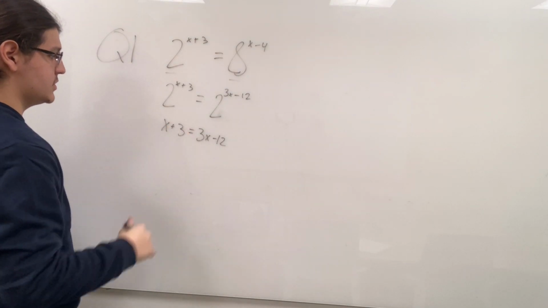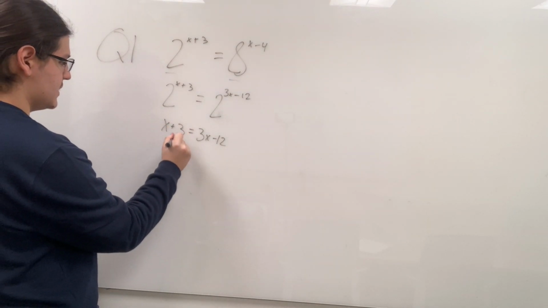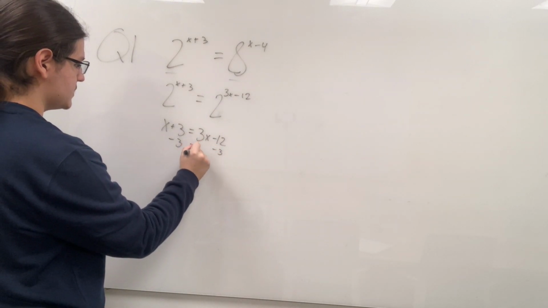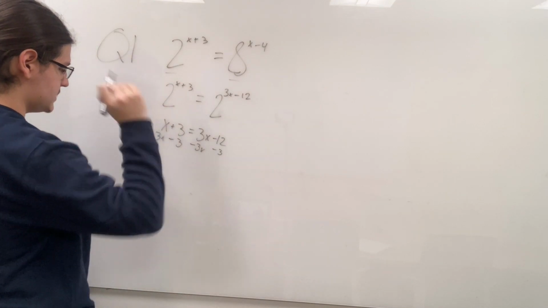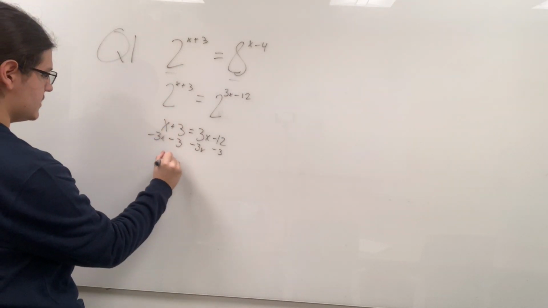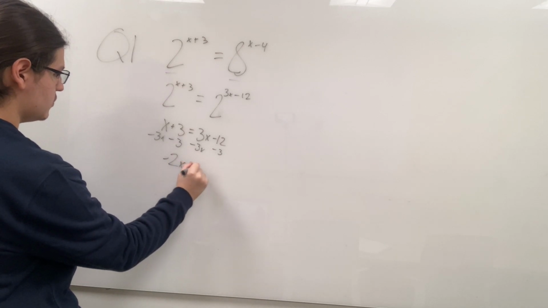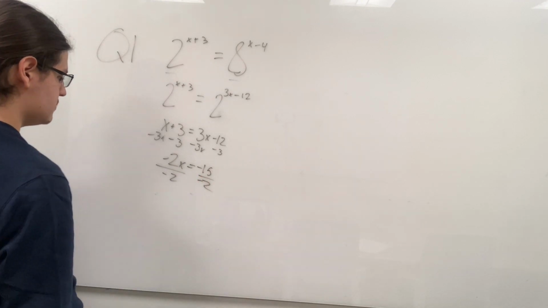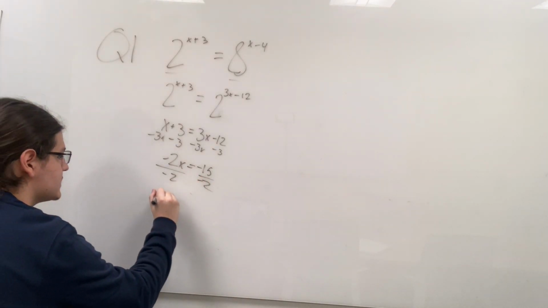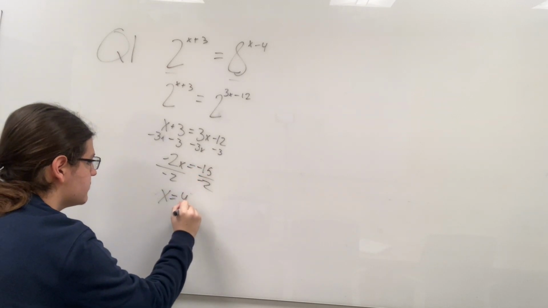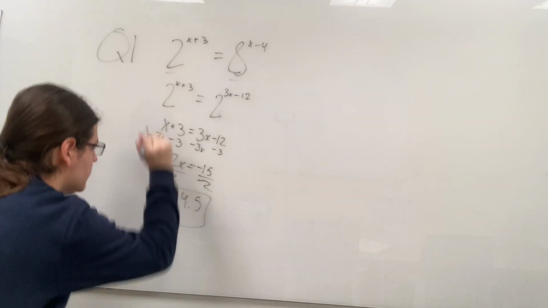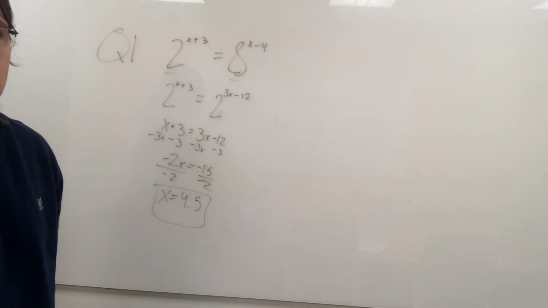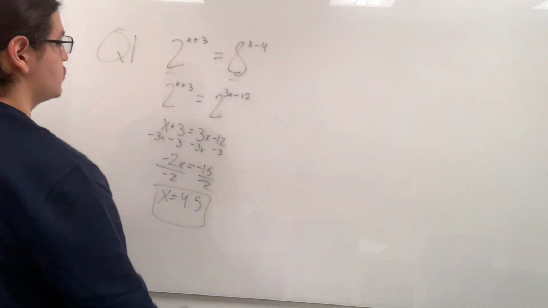Cool, now let's just do some simple arithmetic. Minus 3, minus 3, minus 3x, minus 3x. This is just going to be negative 2x is equal to negative 15, divided by negative 2, which makes our x equal to just 4.5. Cool. Very simple, easy equation. Didn't take that much room space. But yes, let's just jump straight into our next one.